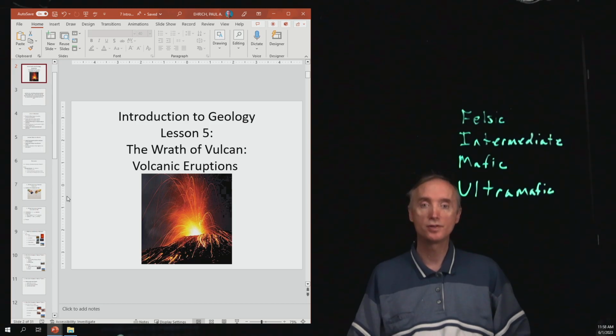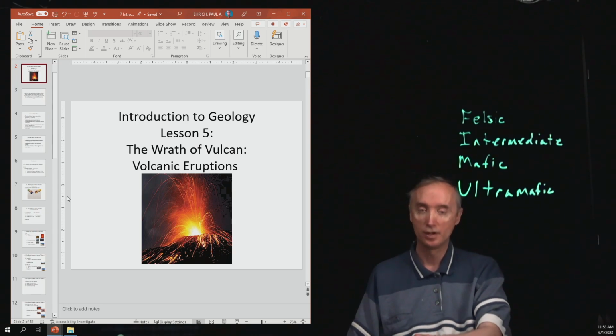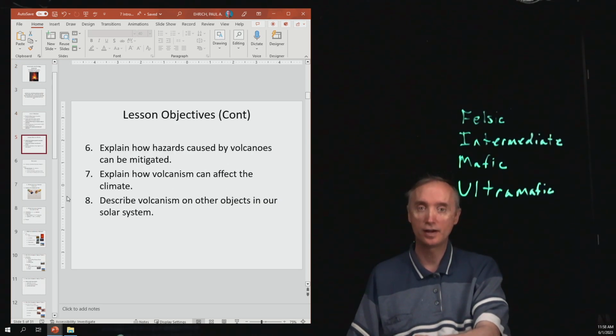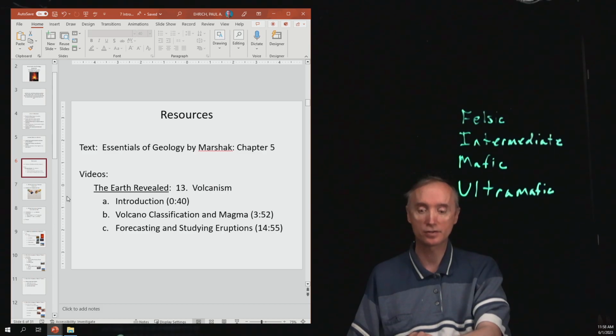Now we want to see what's going to happen to this magma when it comes up to the surface of the Earth and makes lava, and then what kinds of surface features it will form. All of this is going to be found in Chapter 5 of your textbook.